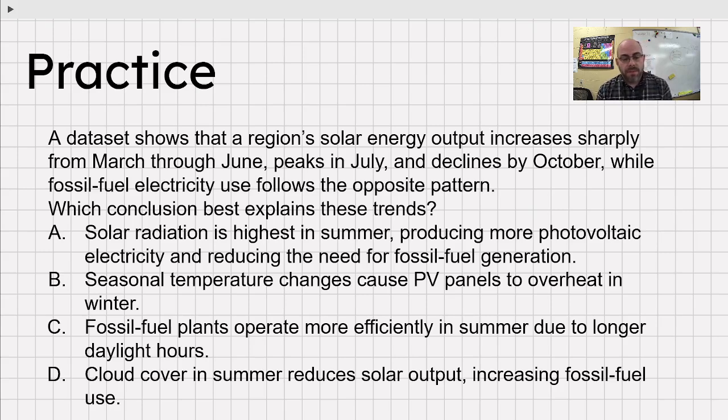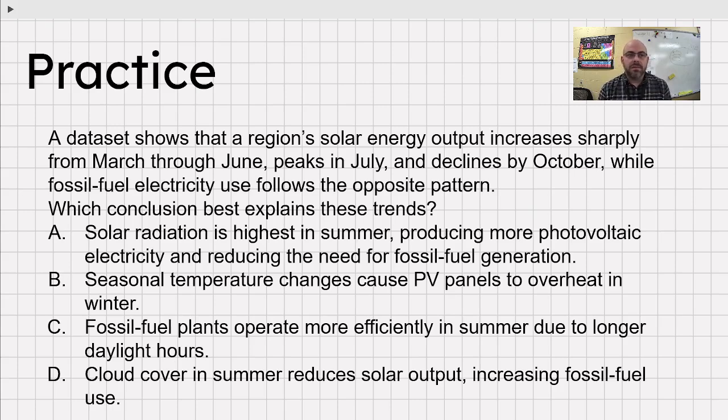Let's do a practice problem. A data set shows that the region's solar energy output increases sharply from March through June, peaks in July, and declines in October, while fossil fuel electricity use follows the opposite pattern. Which conclusion best explains these trends? A: Solar radiation is highest in the summer, producing more photovoltaic electricity and reducing the need for fossil fuel generation.